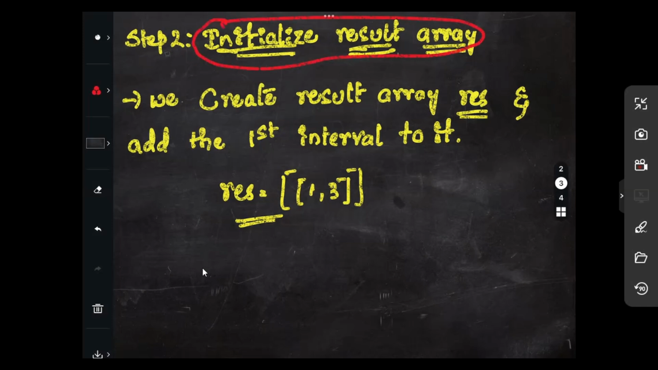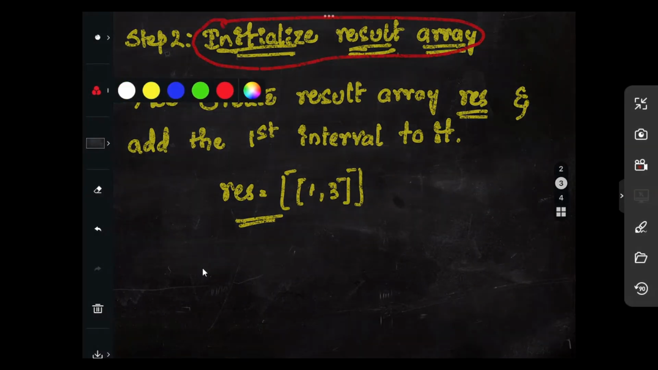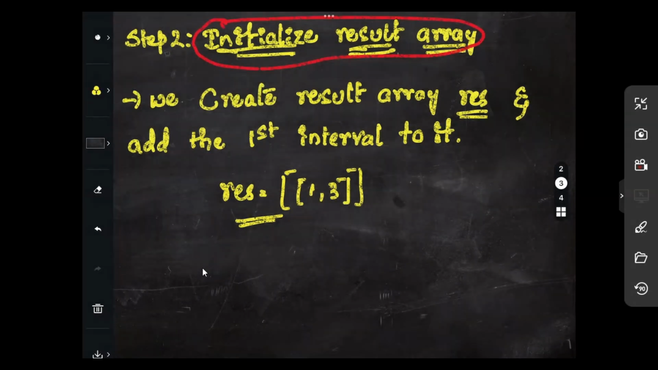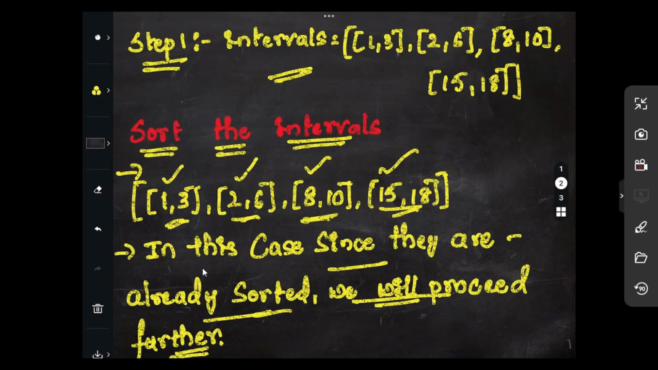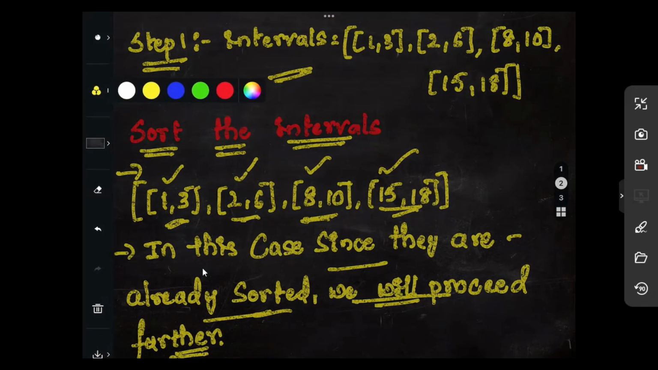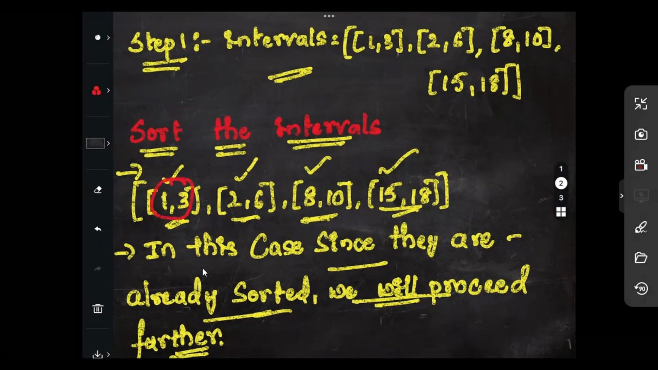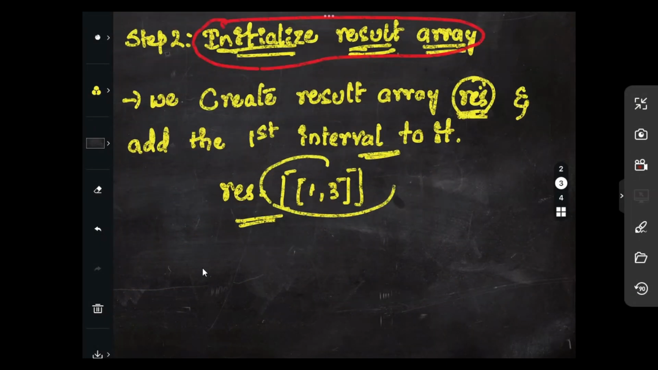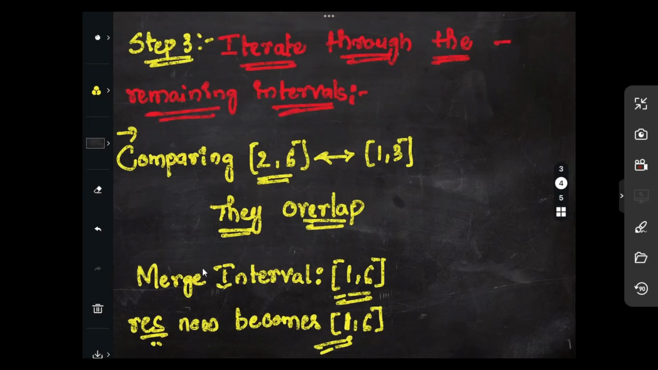We will initialize the result array. You can clearly see here, we will create the result array and add the first interval to it. So this one, 1, 3, we have here. Let me make this red. We are adding this to the result array. This is the first step and step 2.